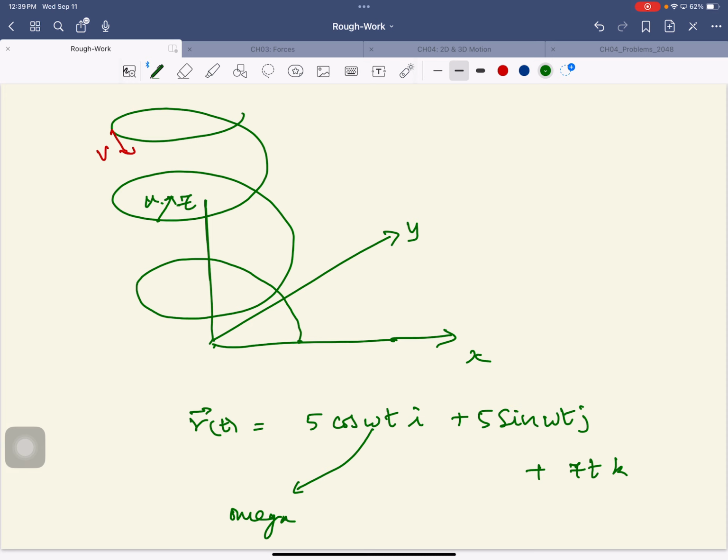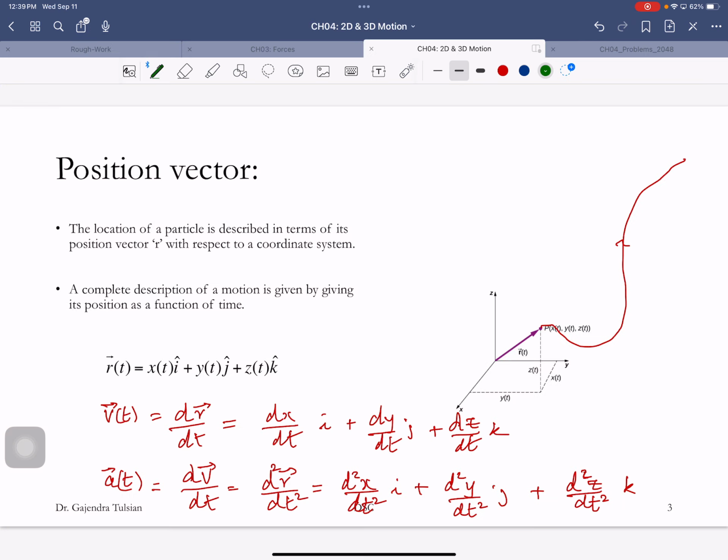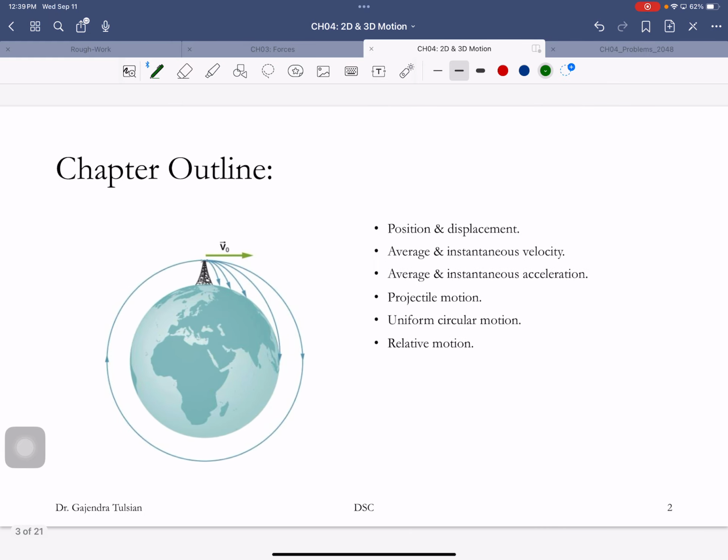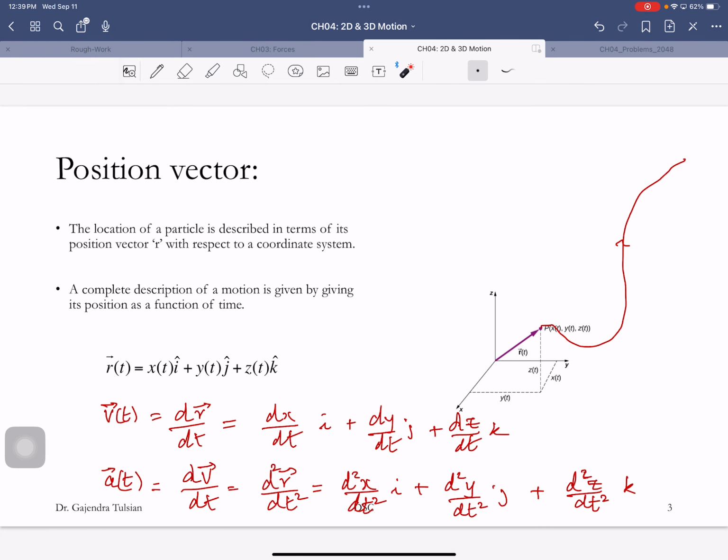So that's what we are interested in this chapter. Do you guys understand? We are interested in describing 3D motion. When we ask you for a description of a 3D motion, we are asking you for these three functions, and we'll be interested in calculating velocity and acceleration, and you know how to do that. So here's a spiral.